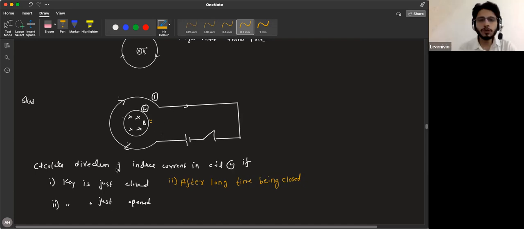See, in the first part, when you close the key, the current starts flowing in coil 1. The current is going clockwise. So, Minashi, if the current is going clockwise, then what is the direction of the external magnetic field? Minashi, in coil 1, the current is going clockwise. Then what is the direction of magnetic field here?